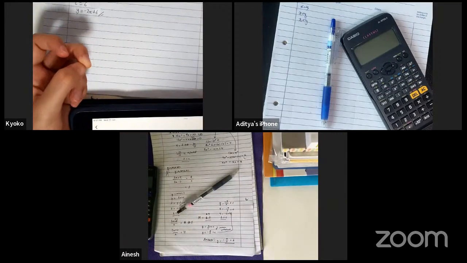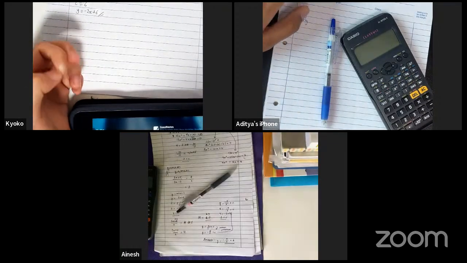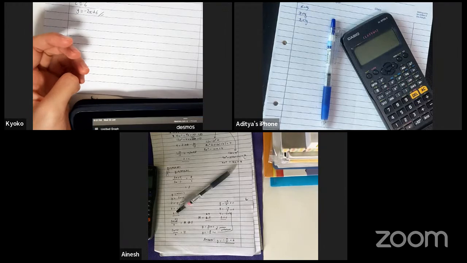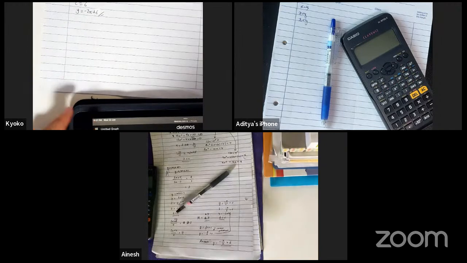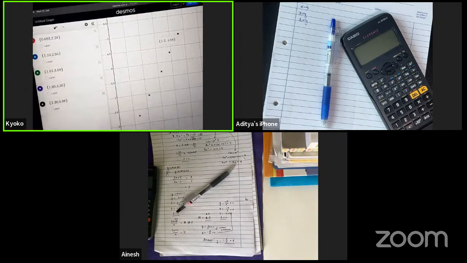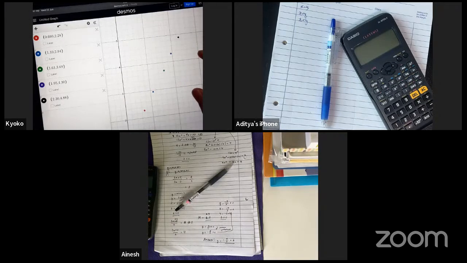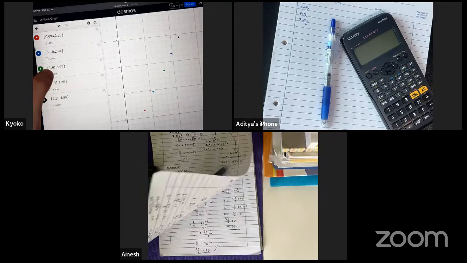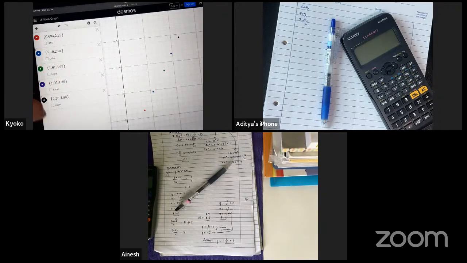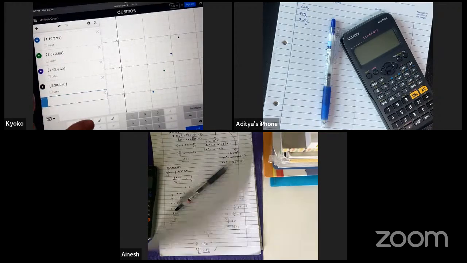Okay, have you done that, Aditya and Kyoko? On Desmos, yes. You're gonna fit our line on Desmos instead of on paper. Just type this additional line on your Desmos. If you go to number 6, then you can type y equals 1x plus 2.